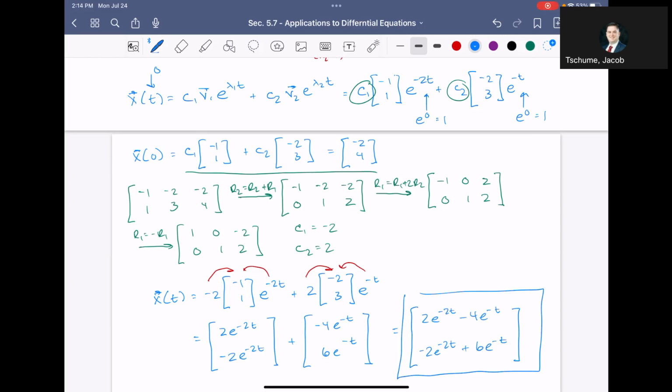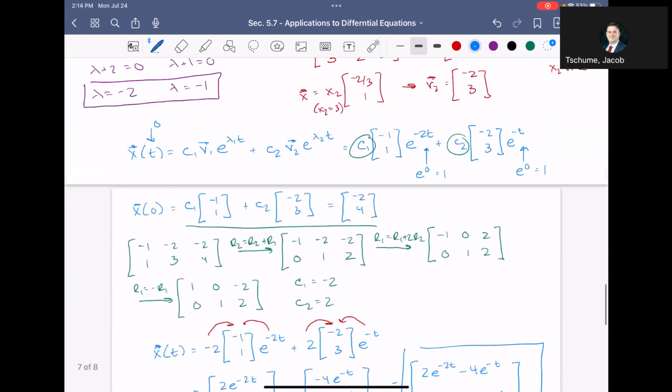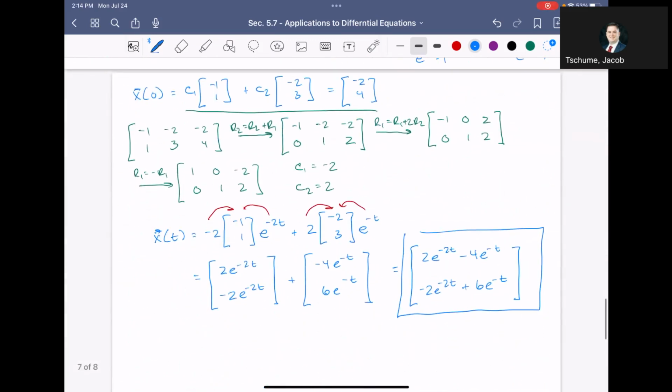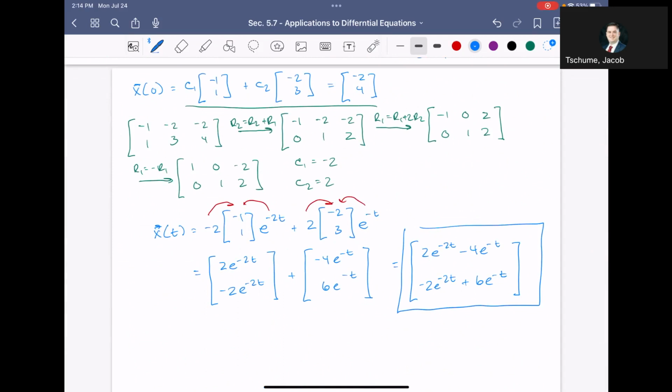If you were to take this vector x of t and plug it back into the original problem and you multiplied it by the original matrix A, you would generate the first derivative of itself. And so that is the solution to our linear matrix differential equation. The first of two we're going to do.